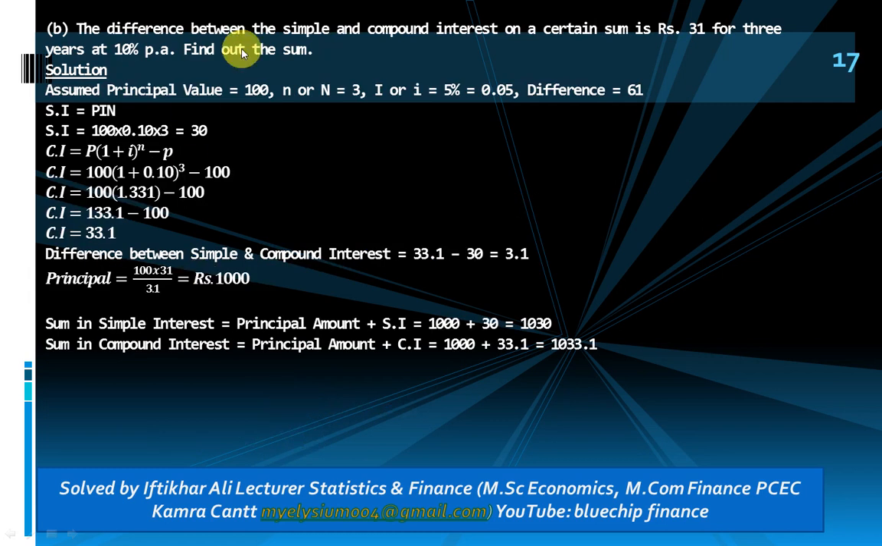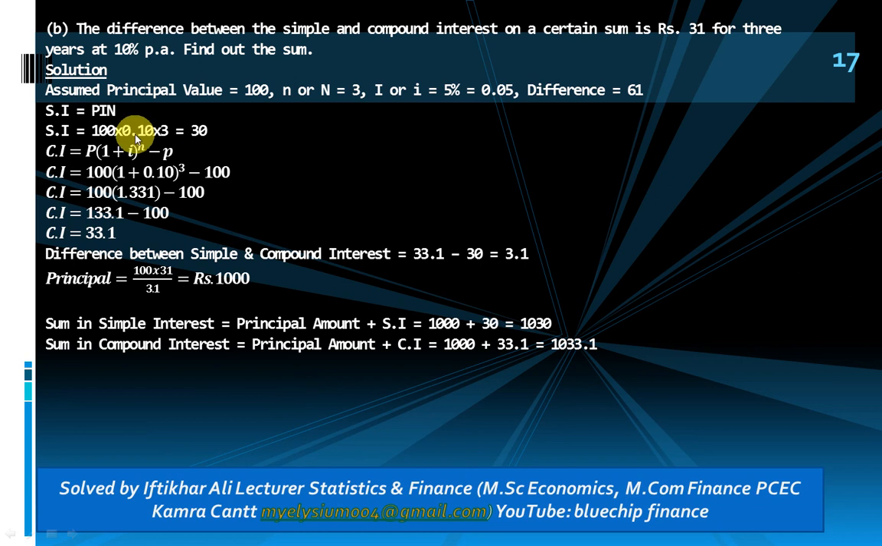The difference between the simple and compound interest on a certain sum is rupees 31 for 3 years at 10% per annum. Find out the sum. This question is already discussed. First of all we take an assumed principal amount of 100, for 3 years, at an interest rate of 10%, and the difference is 31. In 2 steps we calculate simple interest with the assumed principal amount and compound interest with the assumed principal amount. After that we just take the difference of the 2 different interest concepts, simple and compound.